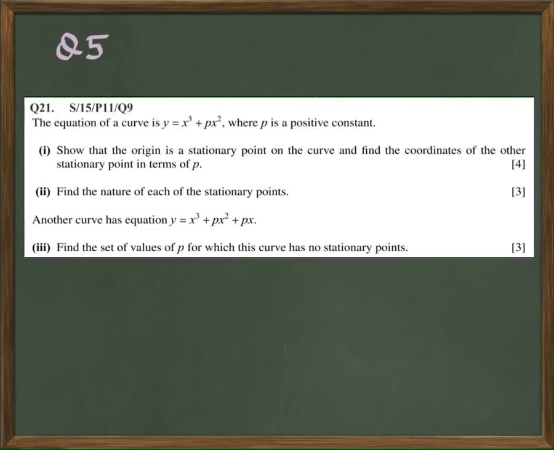Question number 5, the last question of this video. The equation of a curve is such and such where p is a positive constant. I think I've seen so many positives in this video today. Show that the origin is a stationary point on the curve and find the coordinates of the other stationary point in terms of p. Find the nature of each of these stationary points. The first 2 parts, let's handle them.